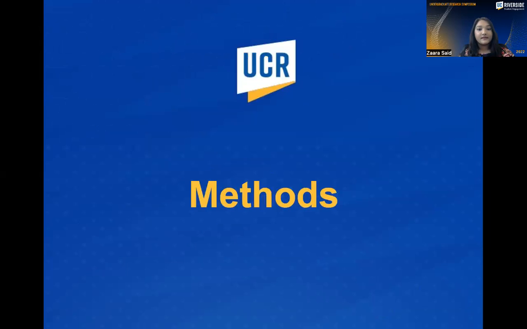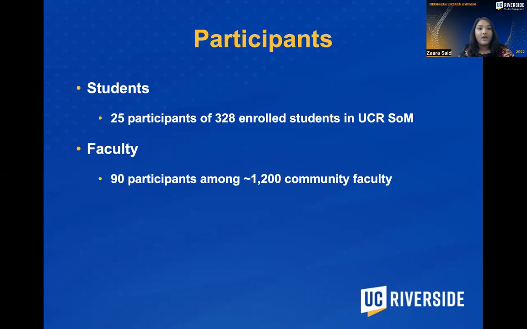So onto the methods section of this study, we distributed 2 surveys to the UCR School of Medicine, one for community faculty and one for students. We were able to survey 25 students of the 328 enrolled during the 2021-2022 academic year. And for faculty, we were able to recruit 90 participants among the approximate 1,200 community faculty.